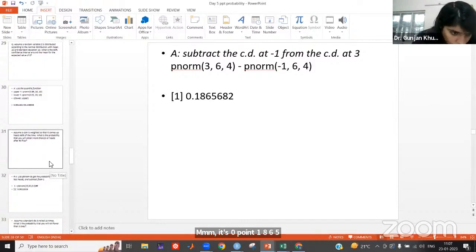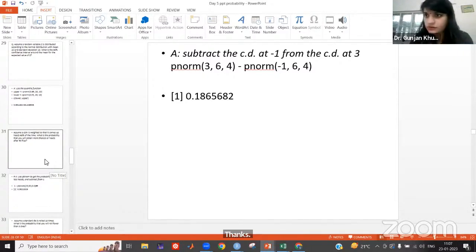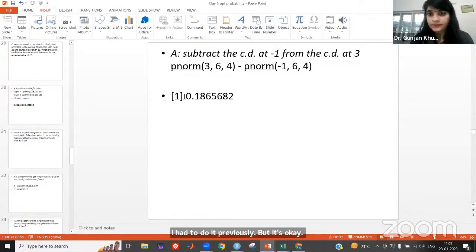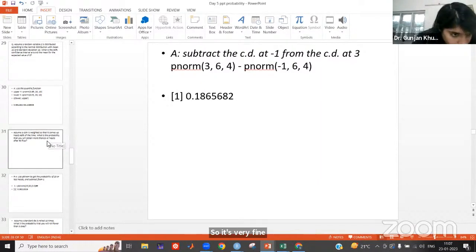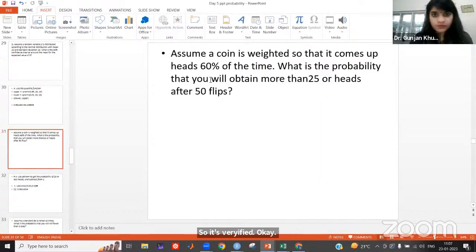0.1865682. Okay, fine. So the normal distribution question came in between. Doesn't matter. I had to do it previously, but it's okay. So it's verified. Yes. Okay. Now we were on binomial. So try to do this question.